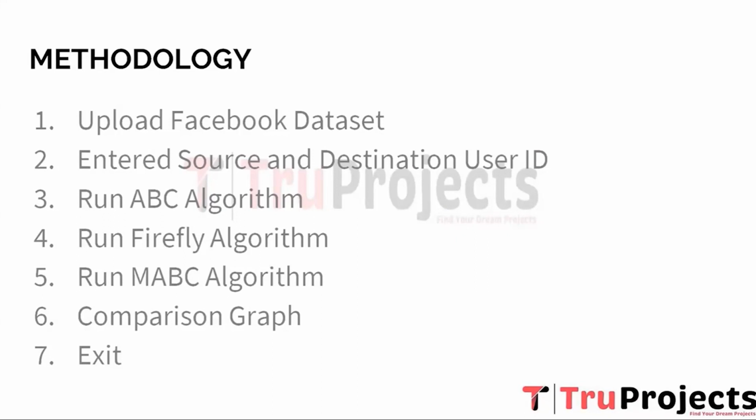Fifth, run MABC algorithm. The modified artificial bee colony, that is MABC algorithm, is a variant of the ABC algorithm that introduces innovative adjustments to the optimization process. In this step, the MABC algorithm is used to analyze the interactions of both the source and destination users from the Facebook dataset. The algorithm may consider a combination of features from both users and explore potential connections or correlations between their activities.